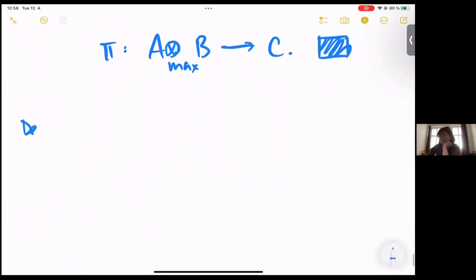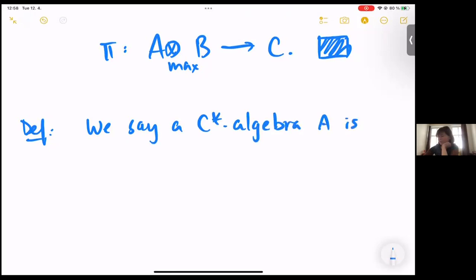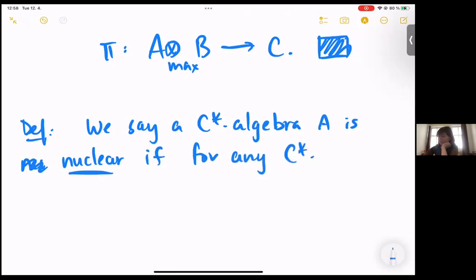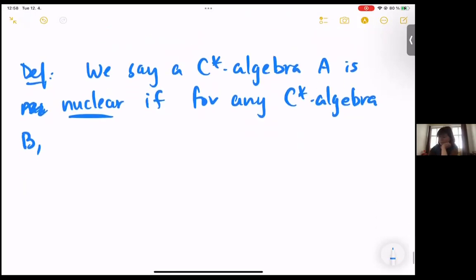So maybe just a quick definition, which I mentioned before. We say that a C-star algebra A is nuclear if for any C-star algebra B there exists a unique C-star norm on A tensor B.